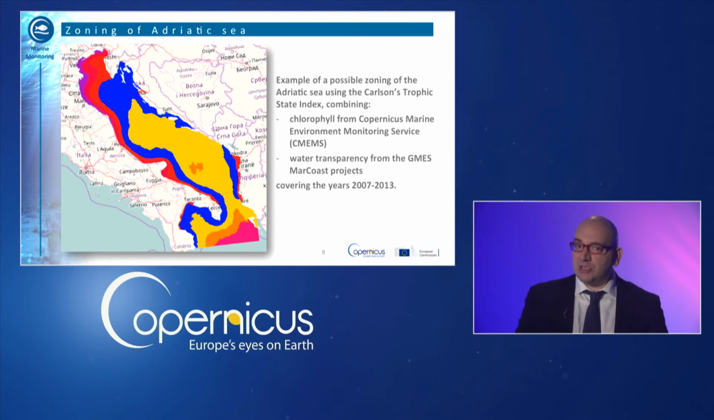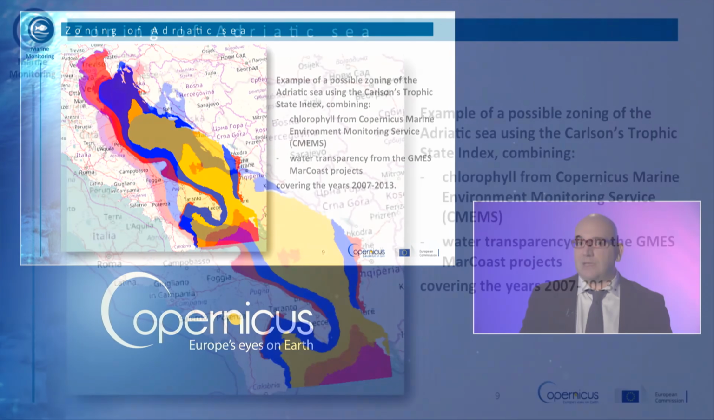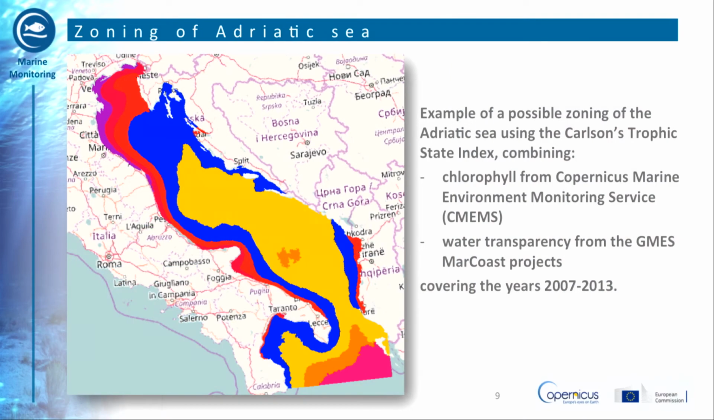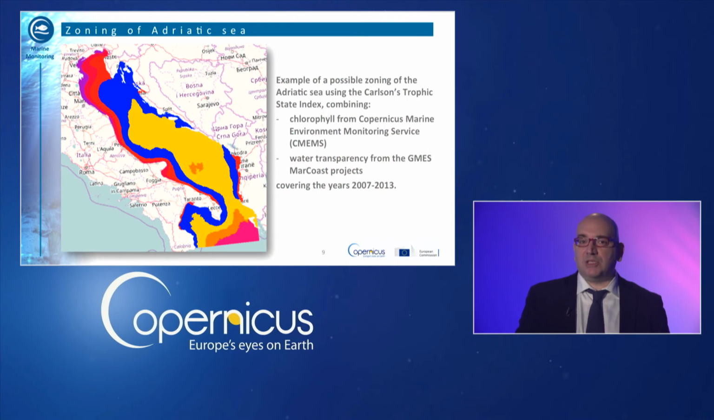This picture shows a possible division of the Adriatic Sea in zones which showed a similar eutrophic behavior in the years 2007 to 2013. Such zoning was calculated with the Carlson Trophic State Index by combining chlorophyll maps from the Copernicus Marine Environment Monitoring Service and water transparency maps from the GMES precursor of Copernicus, MARCOST projects.